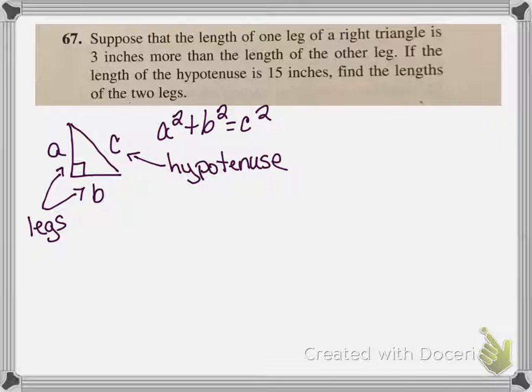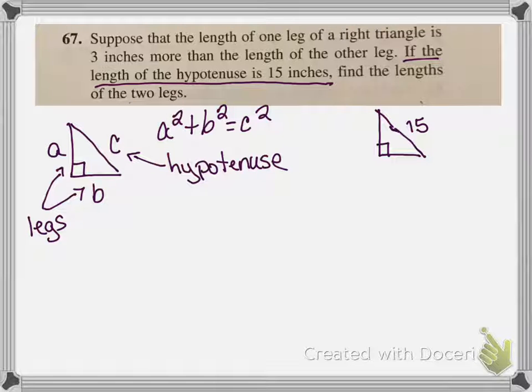So now I'm going to draw a new triangle. And I'm going to start here. If the length of the hypotenuse is 15 inches, okay? The hypotenuse is 15 inches. The hypotenuse is my C value, which is opposite. So I'm going to put my 15 right here. My hypotenuse is 15. Okay?